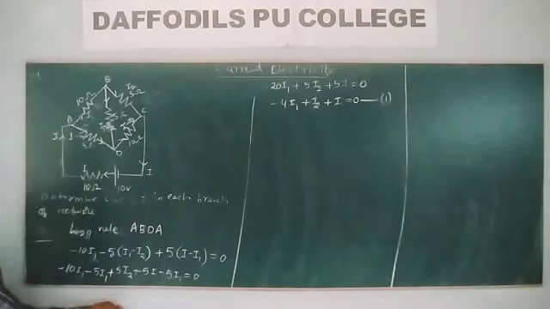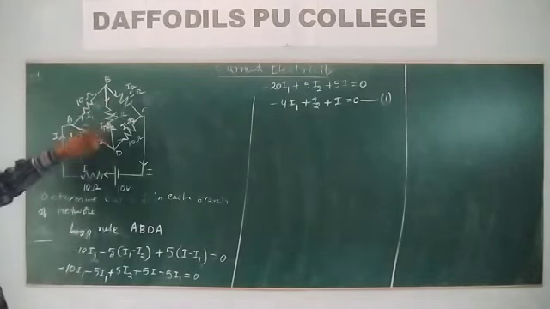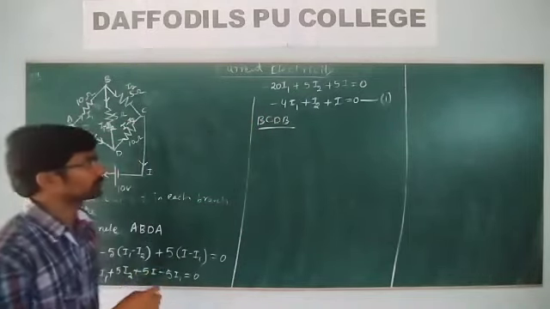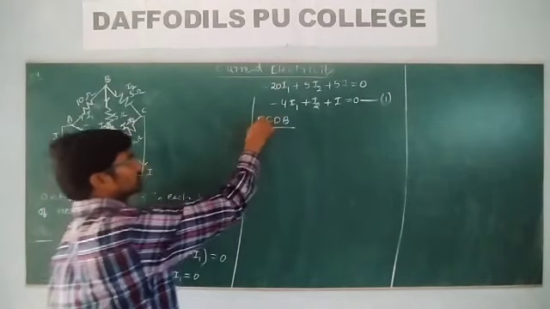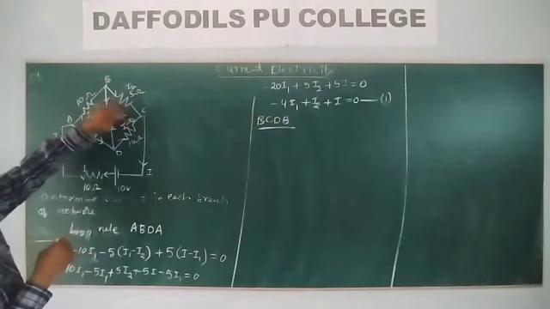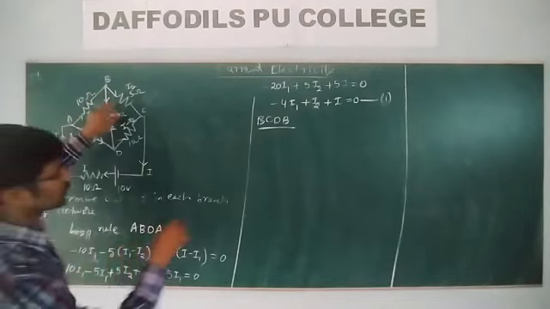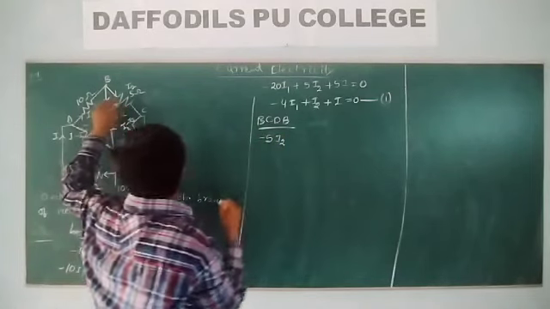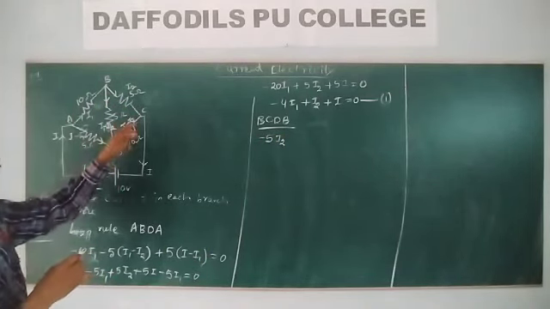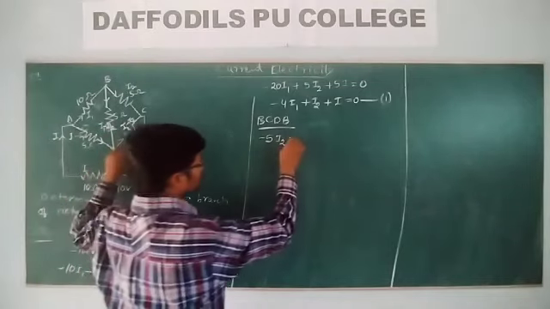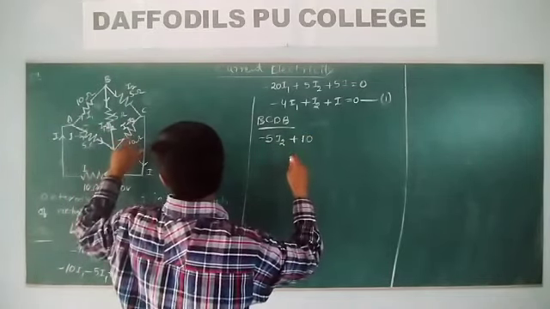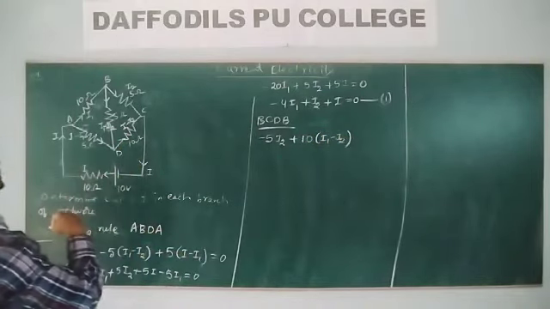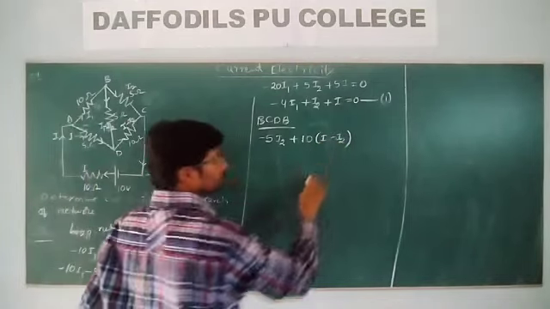Similarly, apply this loop rule to the network BCDB. Now current is flowing from A to C and we need to measure in the same direction. So what do I get here? Minus 5I2, negative. Next from C to D, but current is in the opposite direction, then we have to take plus 10 into I minus I1 minus I2. Sorry, I minus I2.